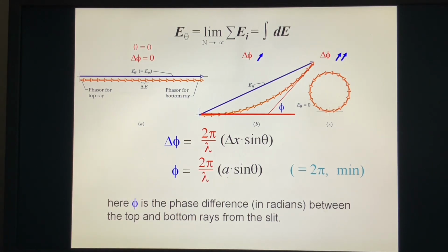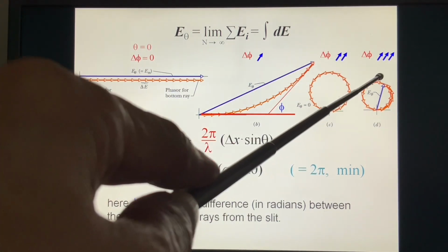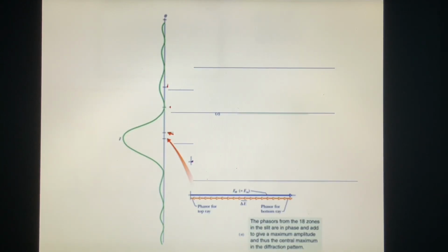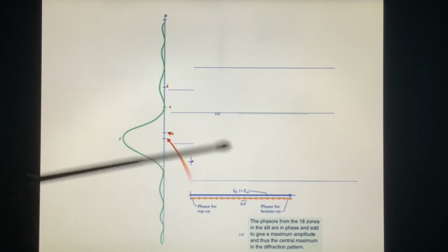And if we further increase theta, we can have this kind of situation, one round and more, so we can get another maximum. All right, so this is the explanation. Now we look at this phase. At the center it is always a maximum, because from all sections there is no phase difference. They are put together, and you get a maximum E theta.